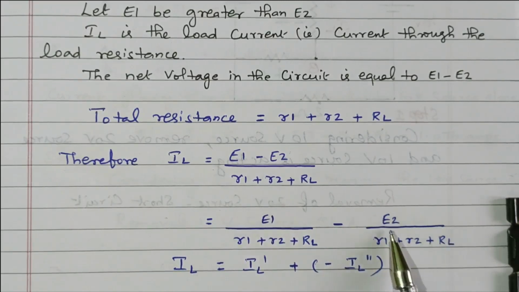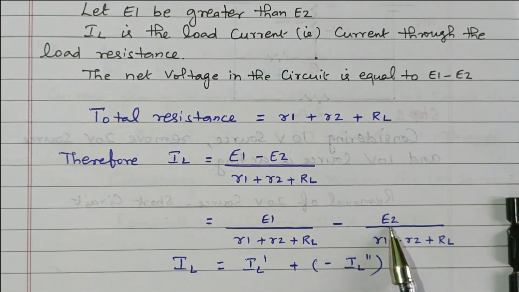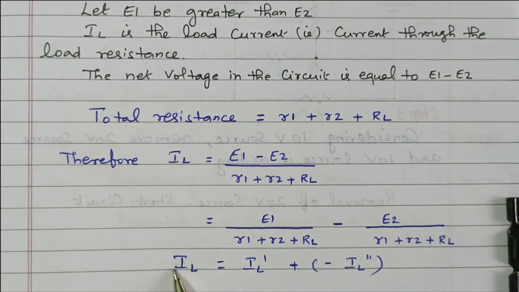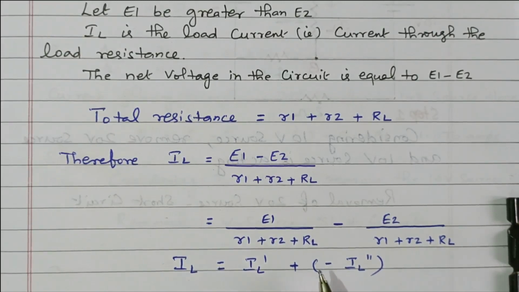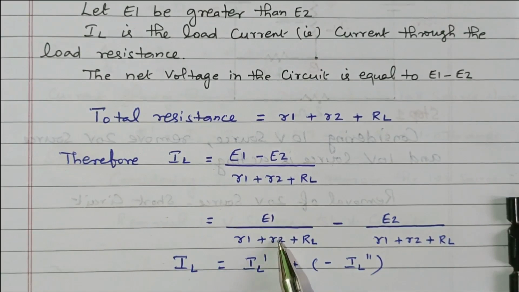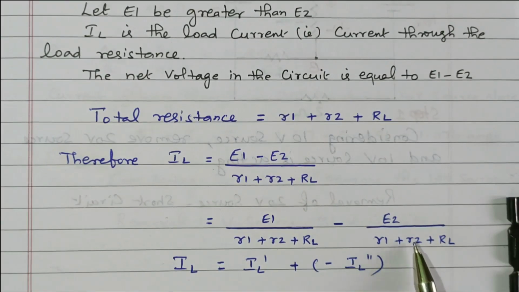Similarly, this term is nothing but the current flowing through the load resistance due to only E2. So that is taken as IL double dash. It is flowing in the opposite direction, so it is minus IL double dash. The sum of these two is nothing but the total current flowing through the load resistance RL, that is IL. So this is the statement given by the superposition theorem. While writing the equation, we are clearly able to understand this term is current flowing due to only the source E1, and this term is current flowing through the load resistance RL due to only voltage source E2. So the sum of these two is nothing but IL.